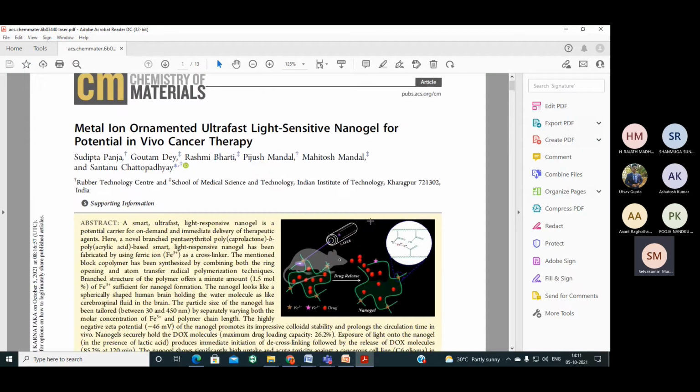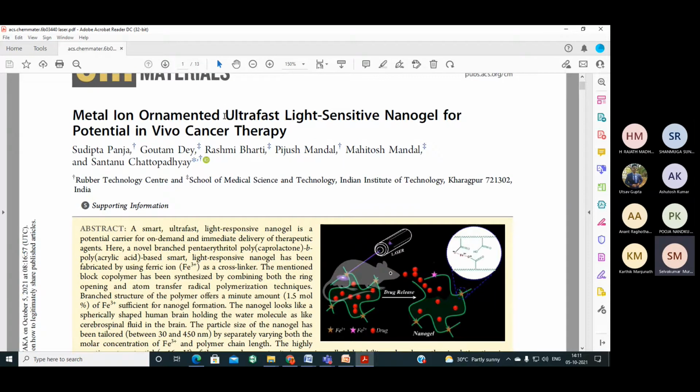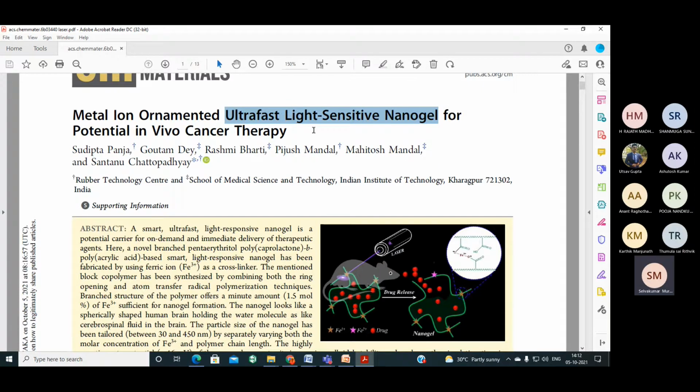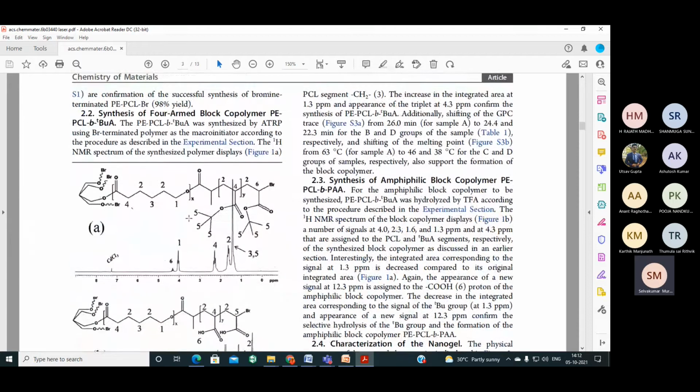So this was one of the papers. They have used ultrafast light-sensitive nanogels for cancer therapy. They prepared a metal-ion coordinated nanogel, which is responsive to laser light. Then they loaded the drug into the nanogel and studied the efficiency of the drug and the releasing characteristics against cancer cells. They loaded doxorubicin-based drugs. I'll upload this paper as well.